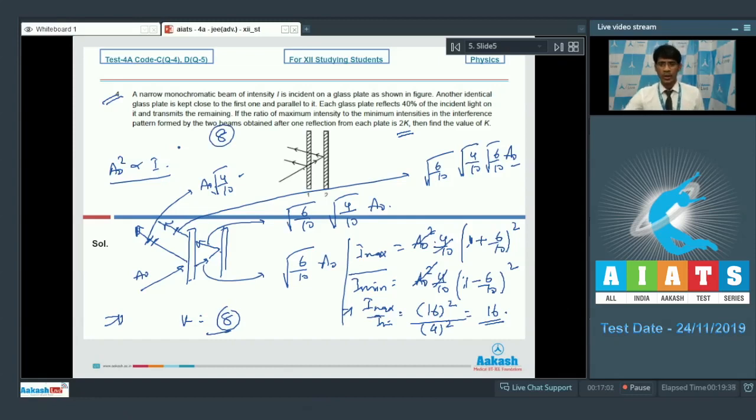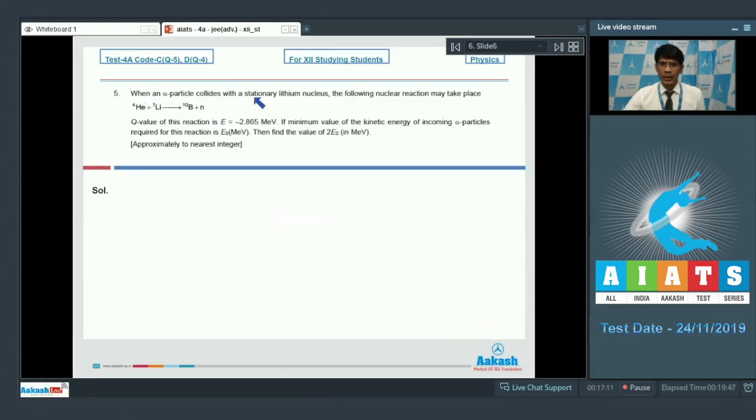Now we shall proceed to the next question, that is question number 5. When an alpha particle collides with a stationary lithium nucleus, the following nuclear reaction may take place. He4 plus 7Li, it actually forms the 10B plus 1 neutron. Q value of this reaction is E is equal to minus 2.865 mega electron volt. If minimum value of the kinetic energy of incoming alpha particles required for this reaction is E naught in mega electron volt, then find the value of 2 E naught.